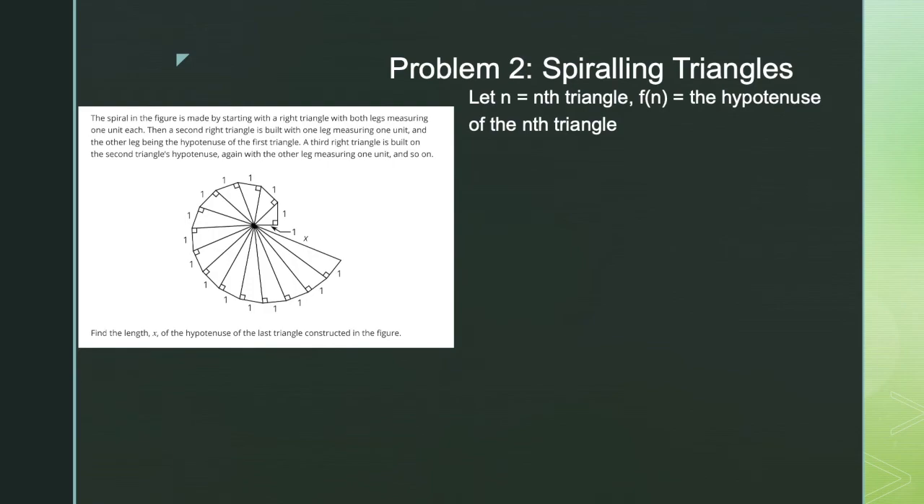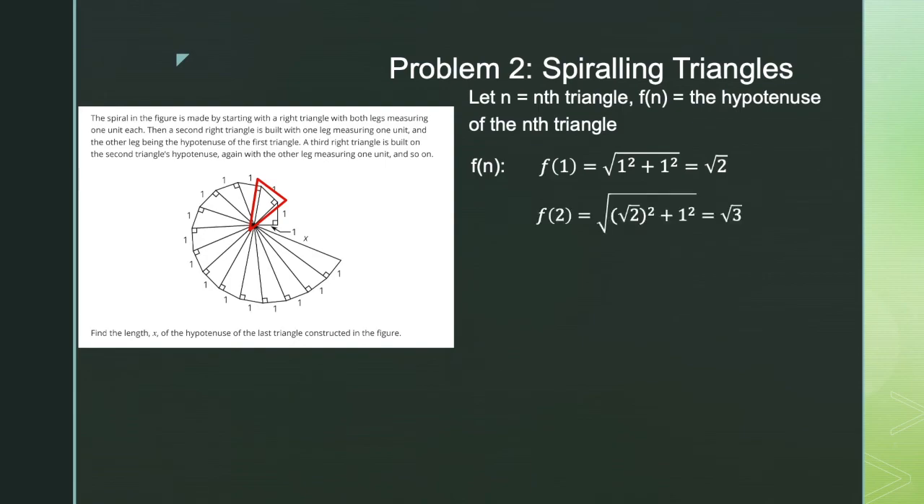Starting with the first triangle, which is a right isosceles triangle, with both sides that are legs having a length of 1. Here, n will be 1, so f1, using the Pythagorean theorem, will be root 2. As we've discussed above, root 2 now becomes a leg of the next triangle, with the other leg being 1. This is the second triangle, so n is 2 here, and f2 is root 3.